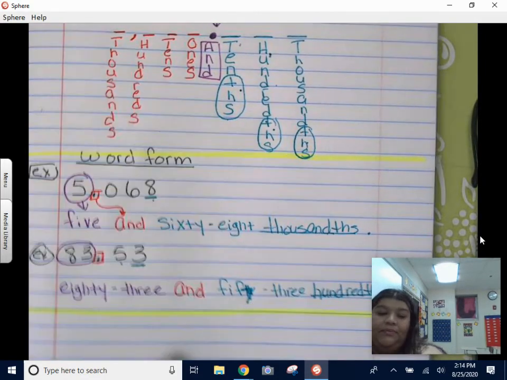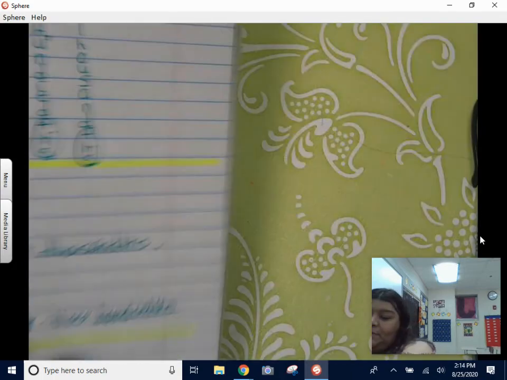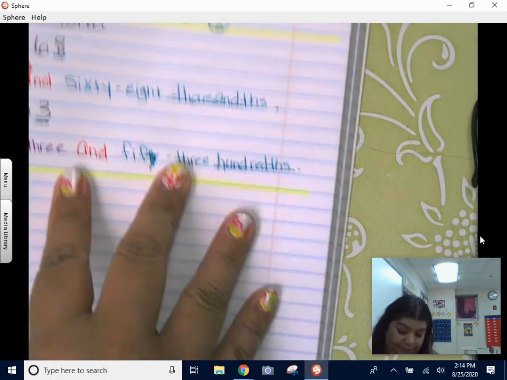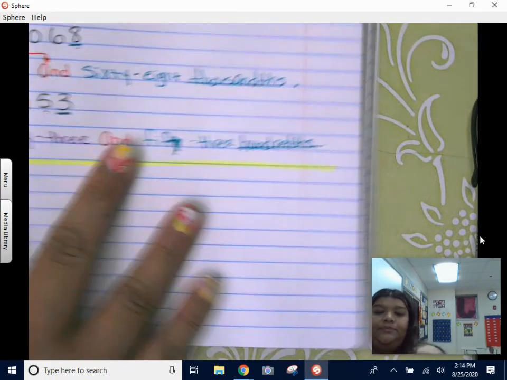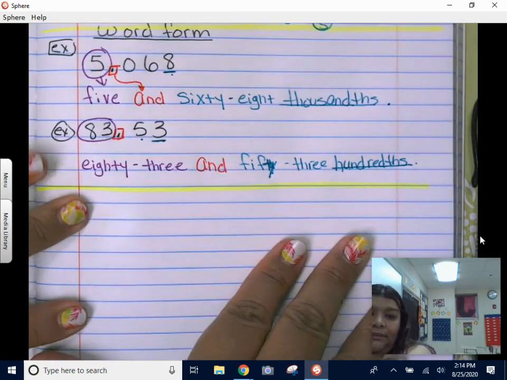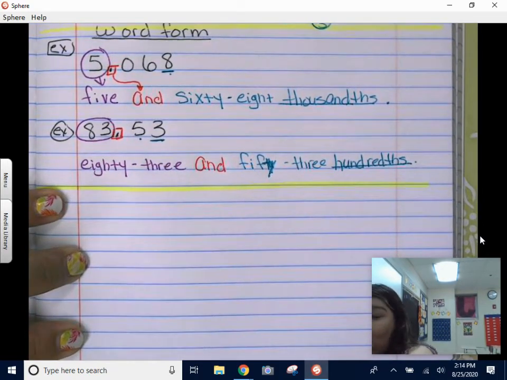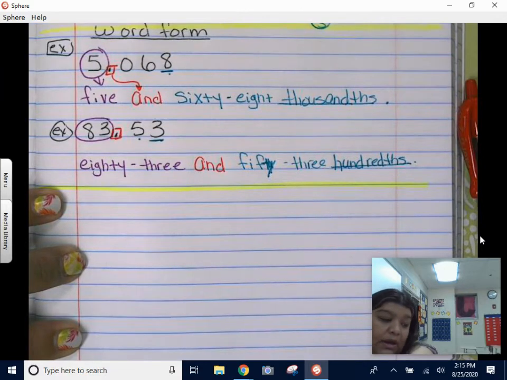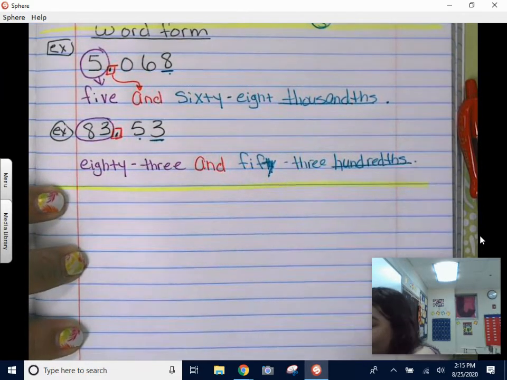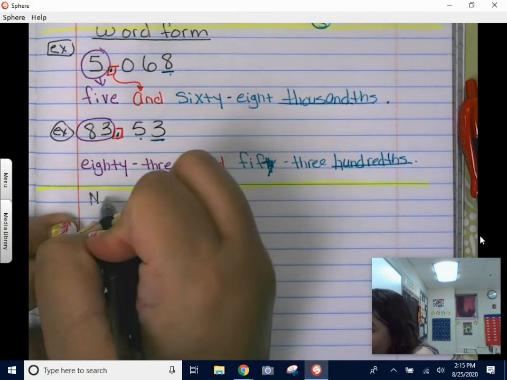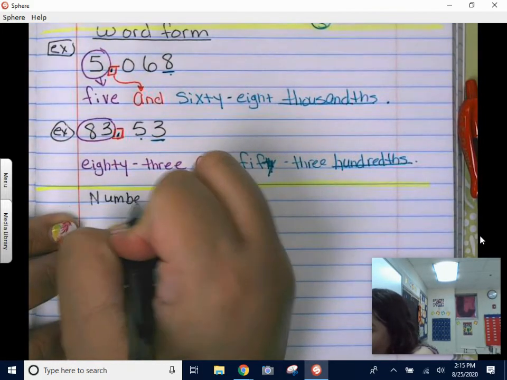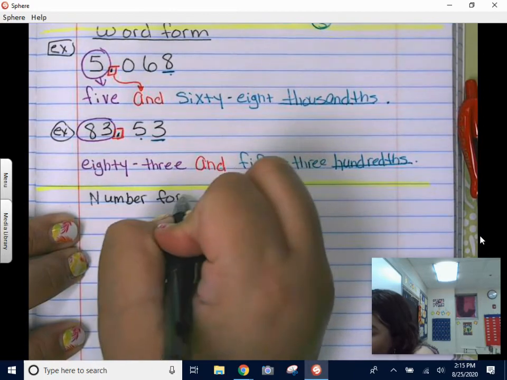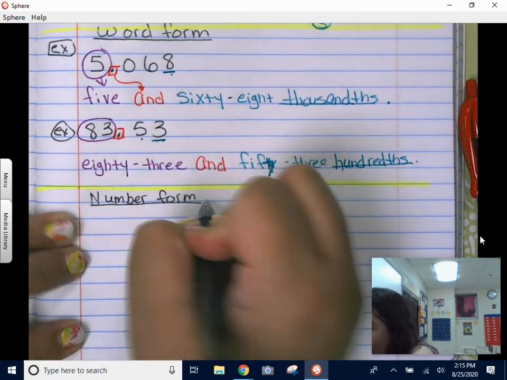All right. I have a couple more examples. Let me just fix my book so I can move it around. There we go. Okay. Now we're going to go the other way. I'm going to give you a number in word form and we're going to write the number. So we're going to learn how to write this in number form. Okay.